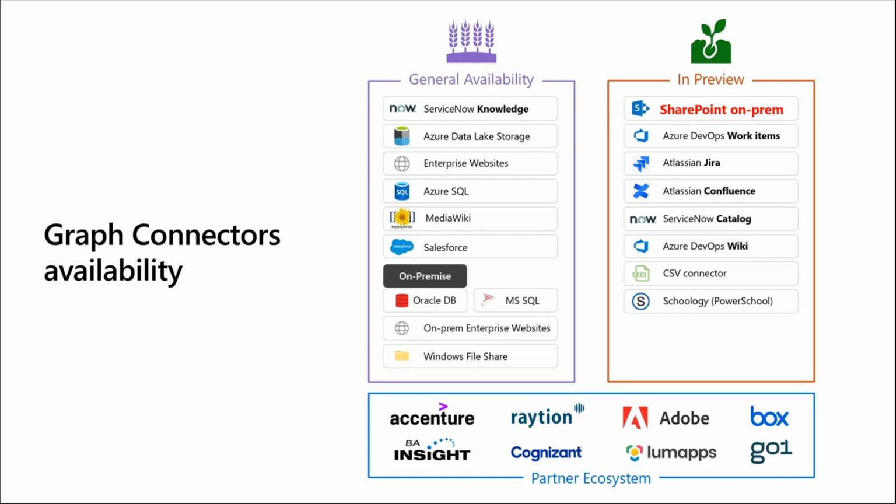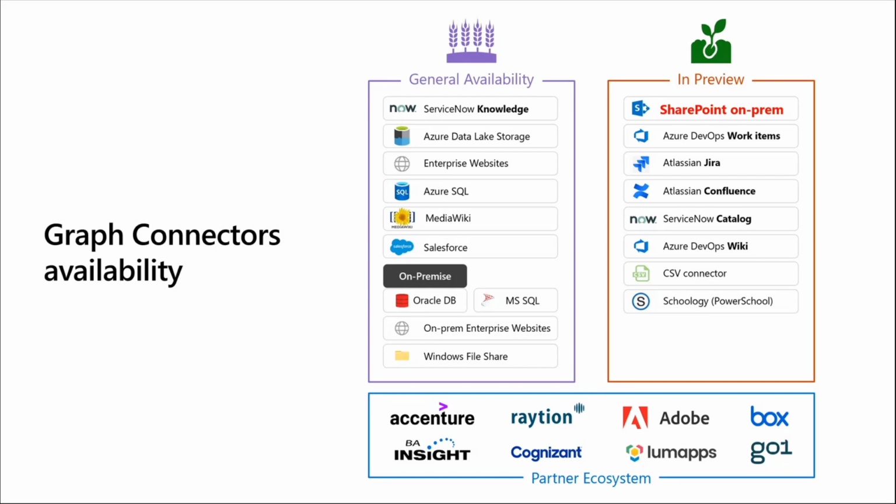And if any of these Graph connectors in preview you see on the right side of the screen are an area of your interest, I have a sign up link to participate in the private preview in the coming slide. You can share your information, and one of our team members from the Graph Connectors team will reach out to you to get more information. The Graph Connectors in preview include SharePoint on-prem. We'll have more discussion on that.